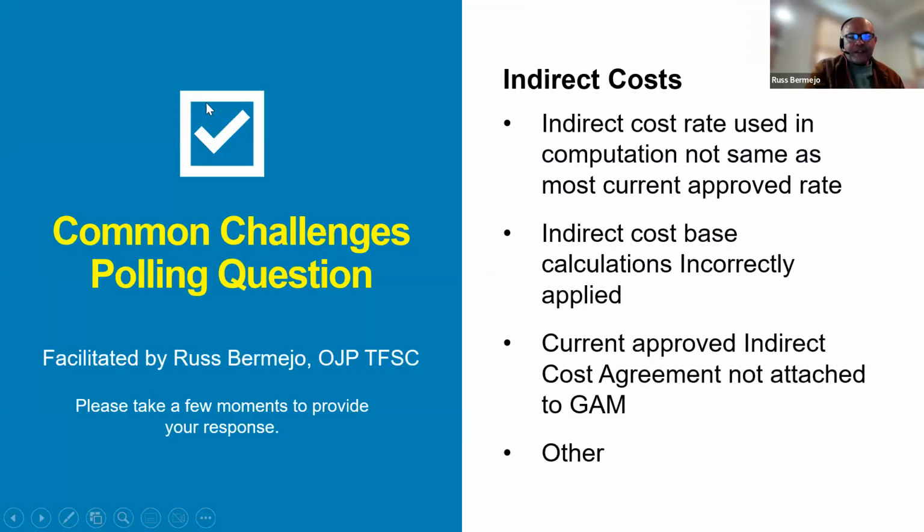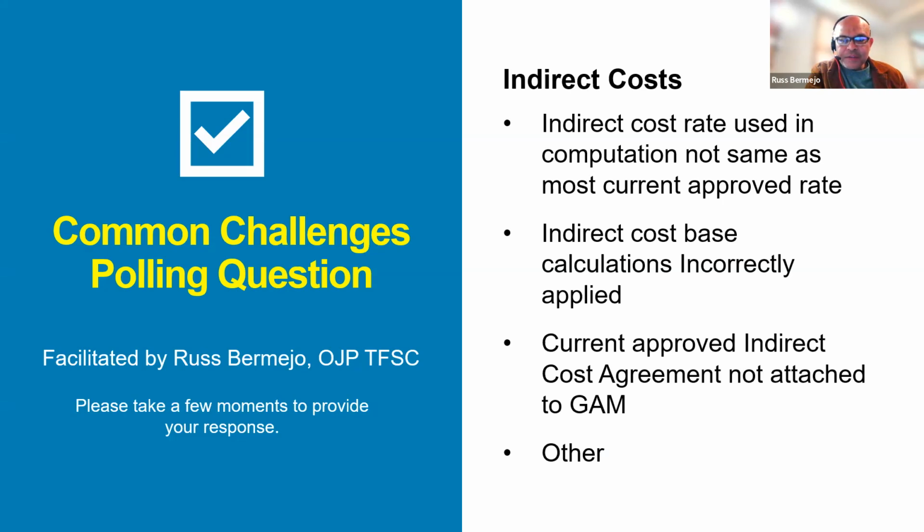All right, this is our last polling question, and we know that indirect costs can be a challenge. We want to hear about what you've encountered. So let's launch our last poll for today. Which of these have you encountered? And again, feel free to press other if we didn't capture any of those here, you can put that in the chat. What challenges have you experienced regarding indirect cost?